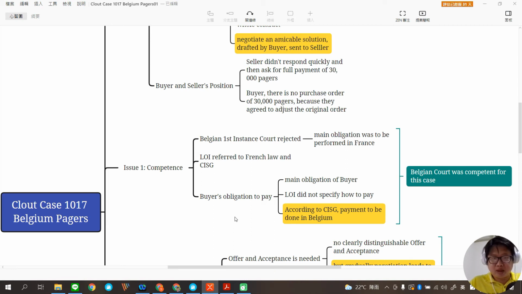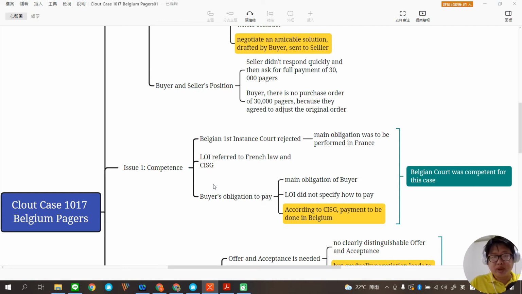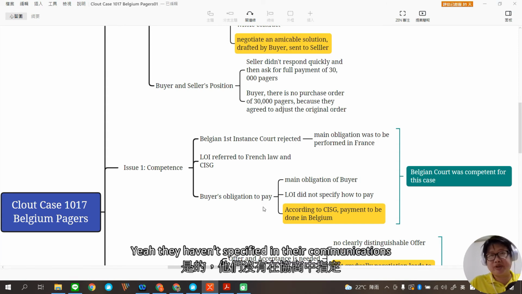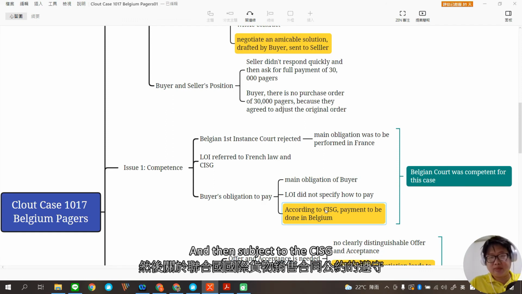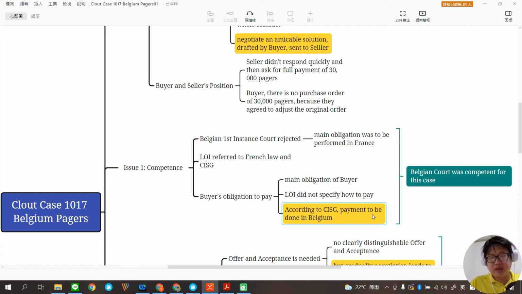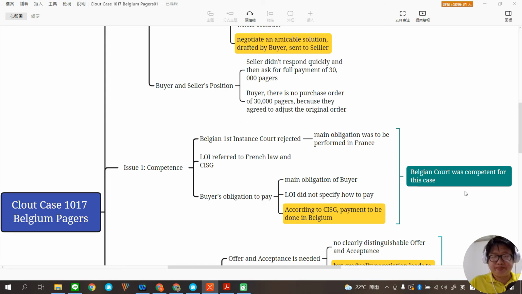But the LOI, the letter of intent, referred to French law and both the CISG. And then for the buyer's obligation to pay, they haven't specified in their communications where to pay the money. Subject to the CISG, the payment has to be made at the seller's place. That means in Belgium. So both the Belgian court and the French court have the power to review the case.